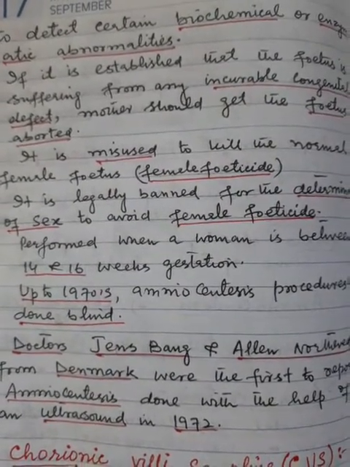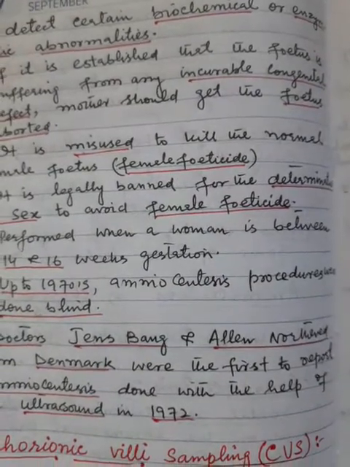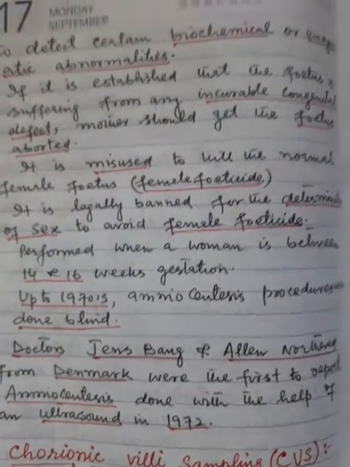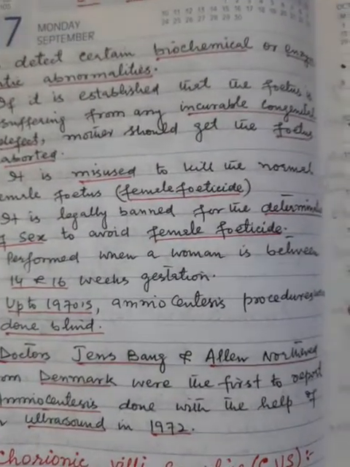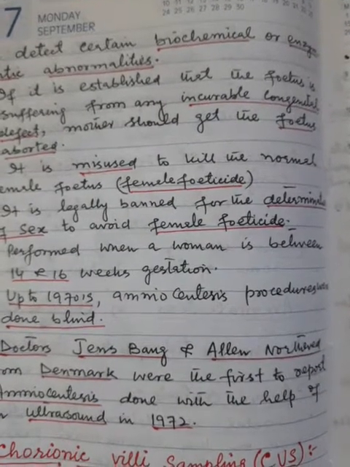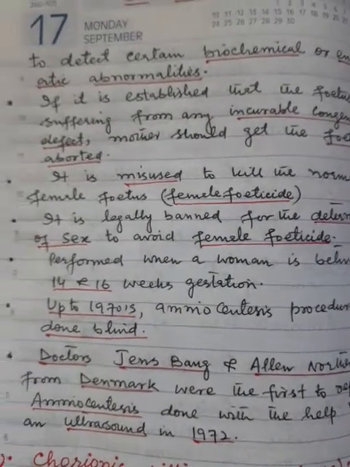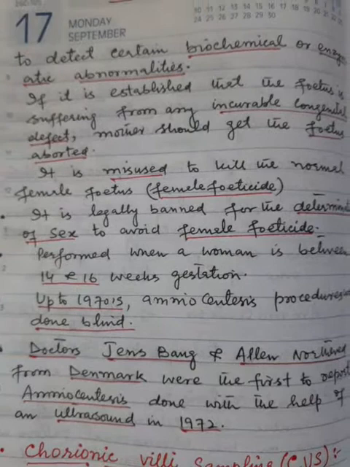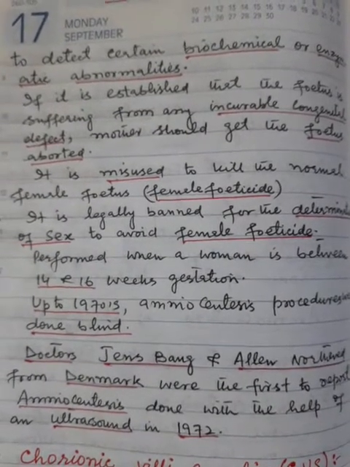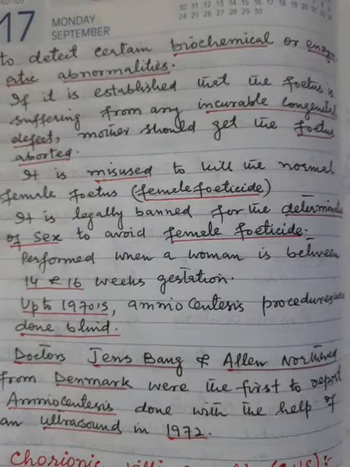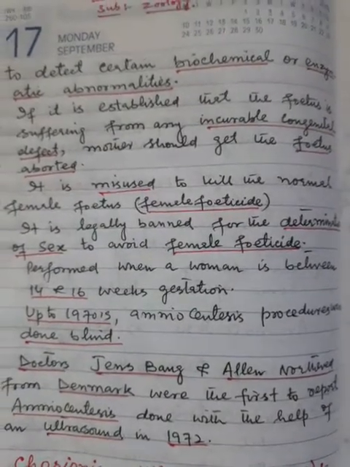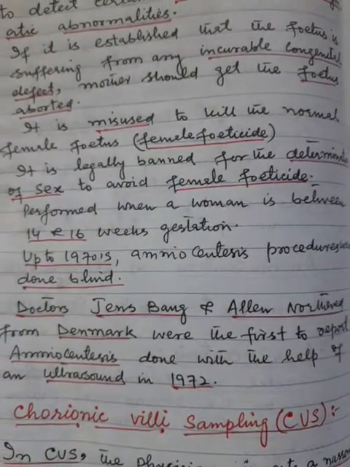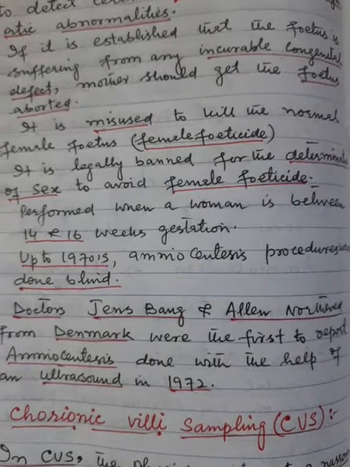Up to the 1970s, amniocentesis procedures were done blind. Doctors Jens Bang and Ellen Northard from Denmark were the first to report amniocentesis done with the help of an ultrasound in 1972. Now, another fetal disorder detection technique is chorionic villus sampling or CVS.